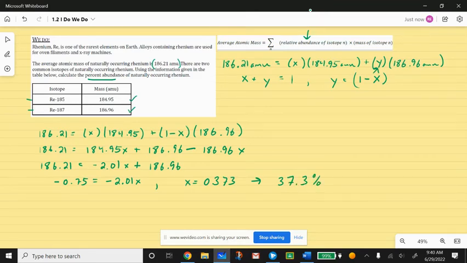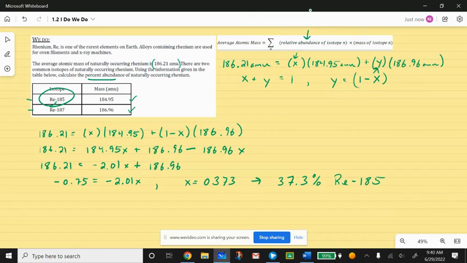Now, in percent, that is approximately 37.3%. Now, we have to go back to our work and figure out, okay, X was which isotope? If you remember, we said rhenium 185, we set its relative abundance equal to X. So that's going to be 37.3% of that particular isotope, rhenium 185.